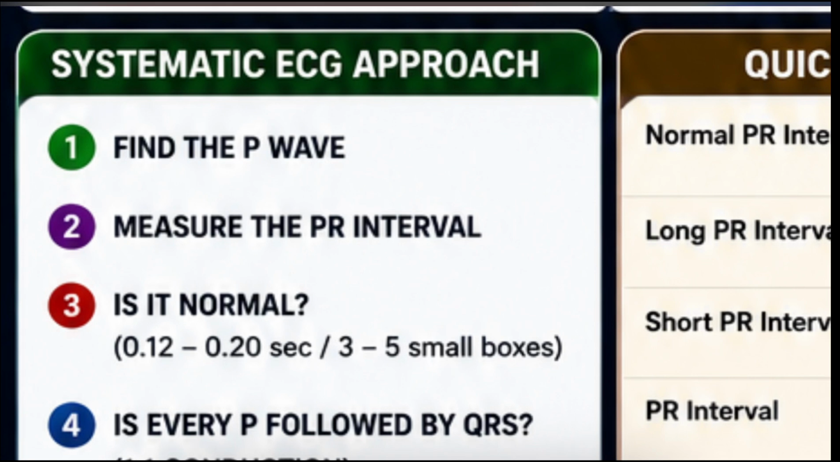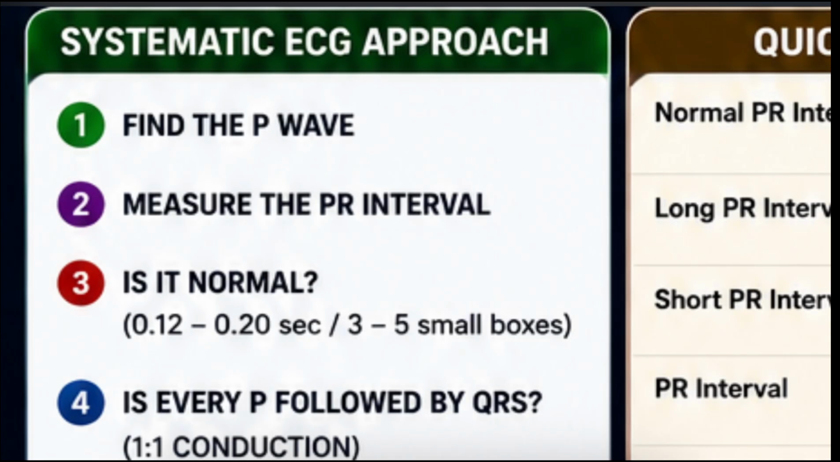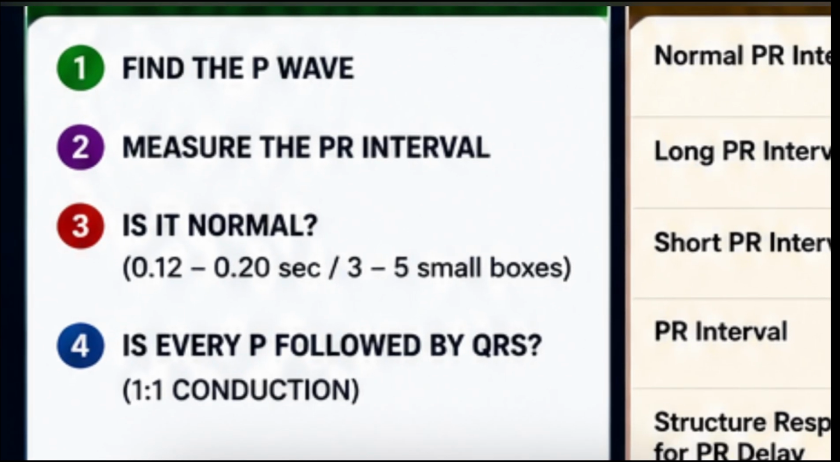Next, in clinical importance, the PR interval helps to diagnose atrioventricular blocks, WPW syndrome and drug toxicity, and some other causes like myocarditis, ischemic heart disease and conduction disorders. We have one approach, that is the systematic ECG approach. Whenever you read an ECG, find the P wave first. Then measure the PR interval. Then is it normal? Is every P followed by QRS? These 4 steps help to identify conduction abnormalities.